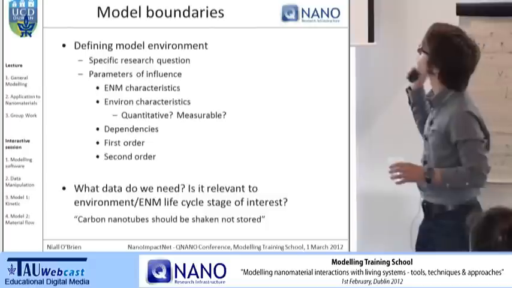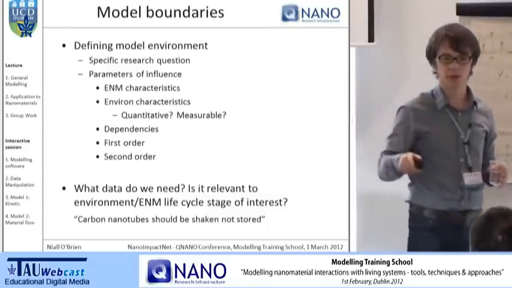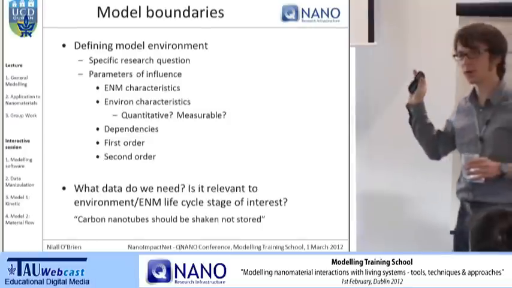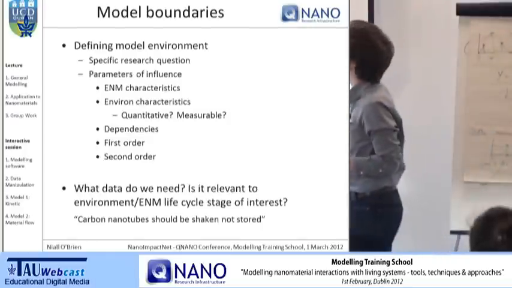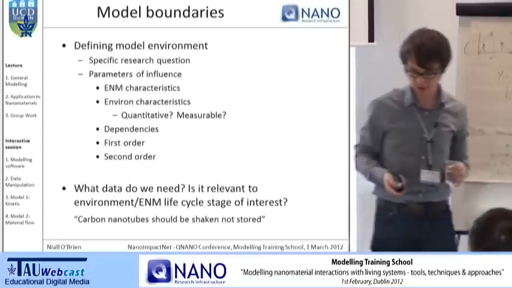So again, we want to define the model environment. What is a specific research question? What do we want to find out? What outputs do we want? What are the inputs? What are the outputs? What are the parameters of influence?